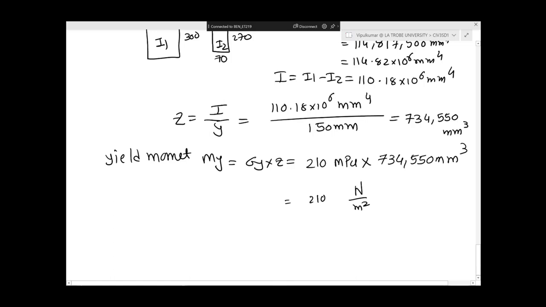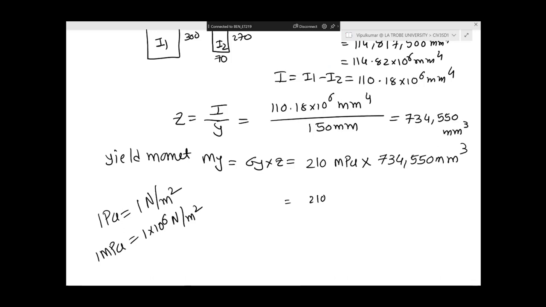Newtons per, like this. One pascal. Physics, right? You remember pascals? One pascal is one newton per meter square. 1 megapascal: mega, like when you go by USB, megabyte, gigabyte. You say megabyte, but you may not know the actual meaning of megabytes. So mega means 10 to the power 6. So 1 megapascal is 10 to the power 6 newtons per meter square.